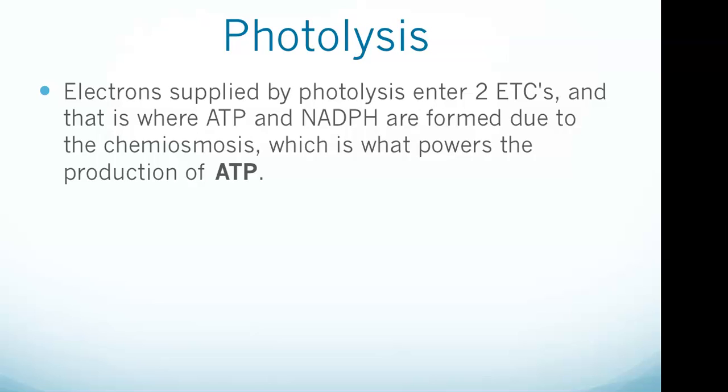Photolysis is the name of the process that splits water apart. This process occurs in order to replenish the electrons that were lost in photosystem 2, as well as to provide protons to reduce NADP in the system. Electrons supplied by photolysis enter two ETCs, and that is where ATP and NADPH are formed due to chemiosmosis, which is what powers the production of ATP.